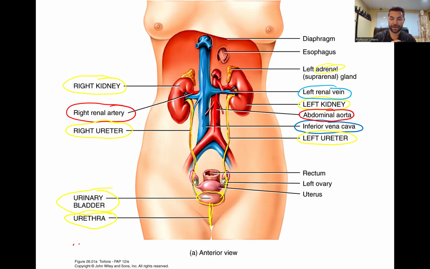out via the urethra. So obviously on here, there's a uterus. So this is a female image. We already discussed that last lab.